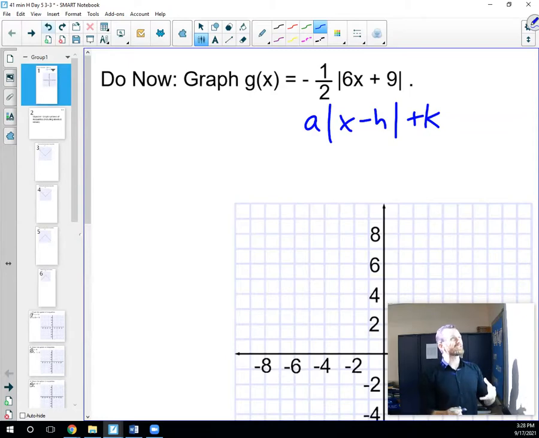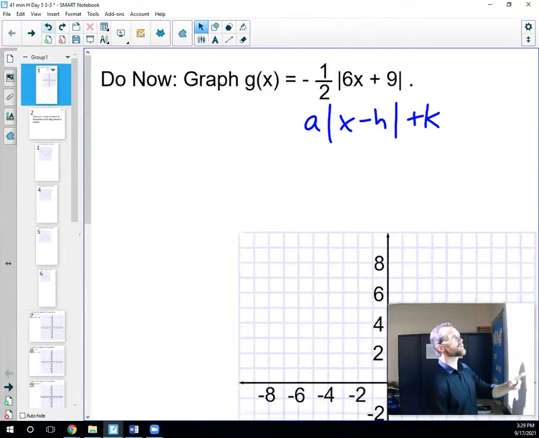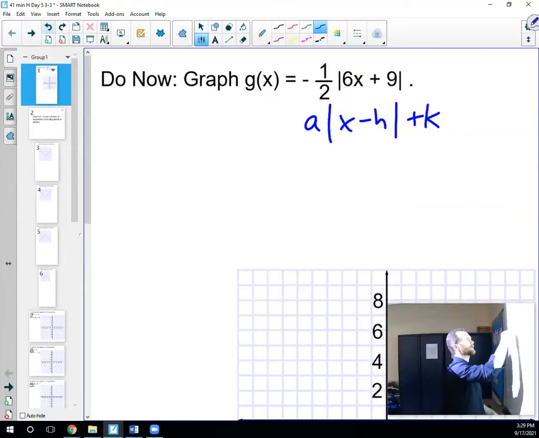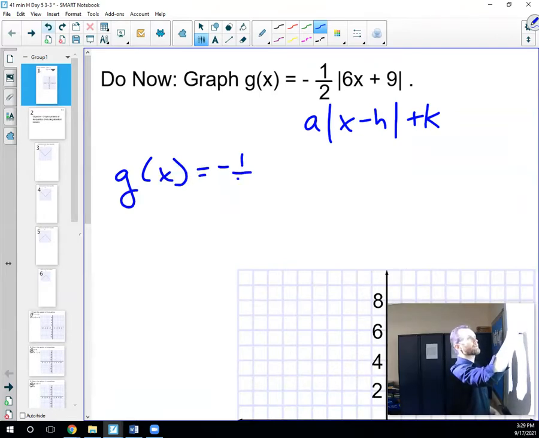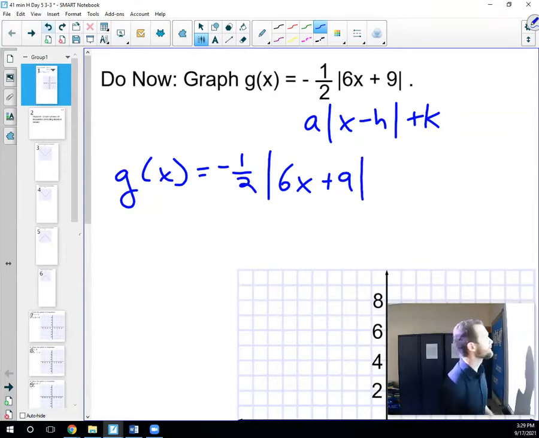So to graph this, that 6 is going to be a problem. We need that to be a 1. So let me rewrite this so we can actually get started working. So it's g of x equals negative 1/2 times the absolute value of 6x plus 9, and there we go.